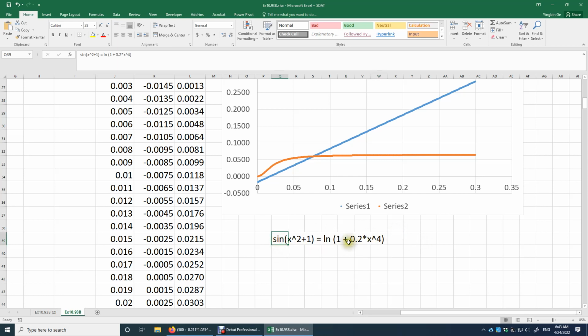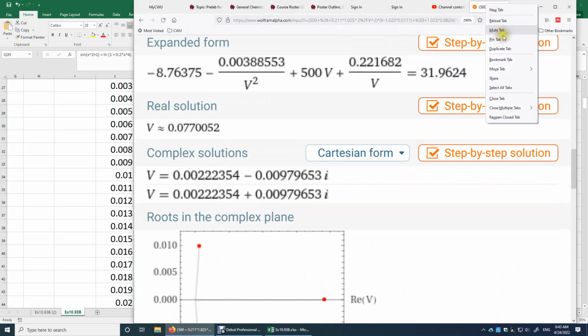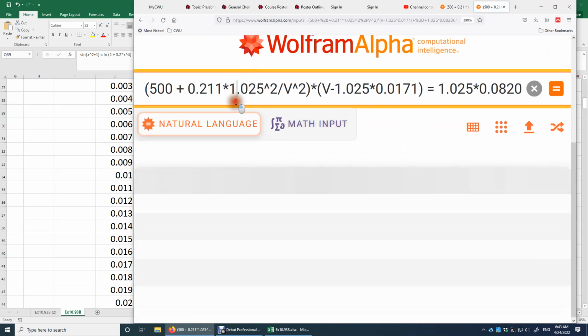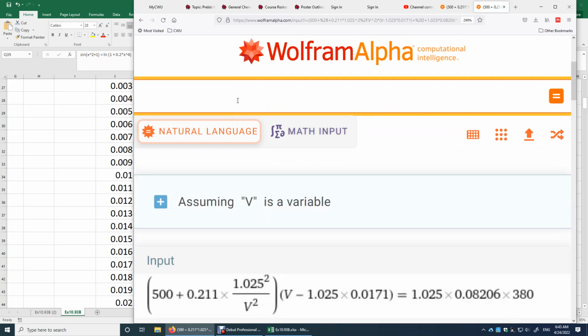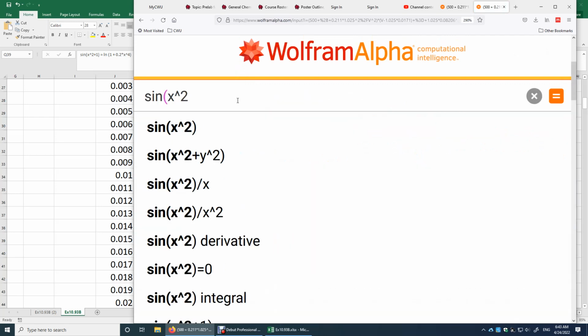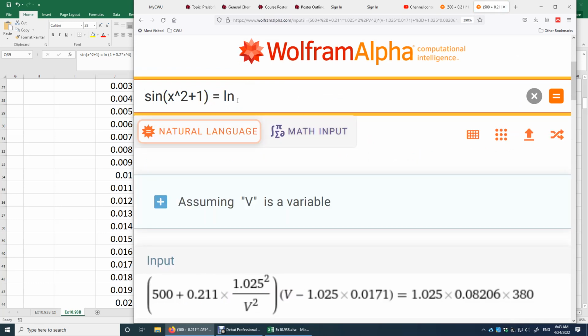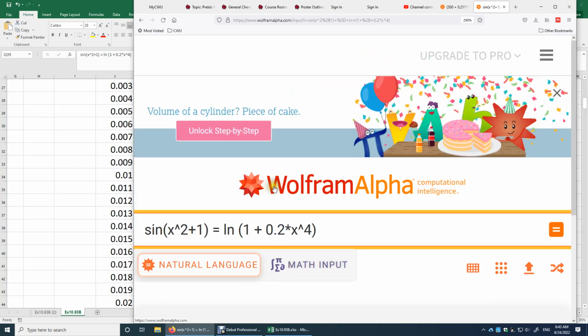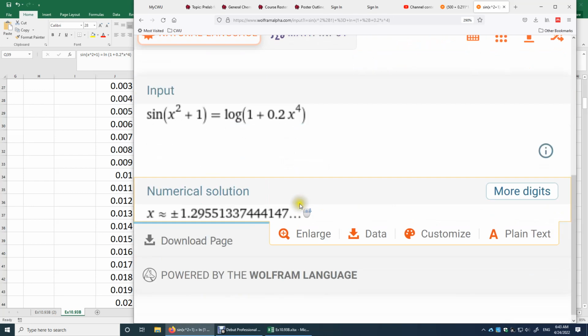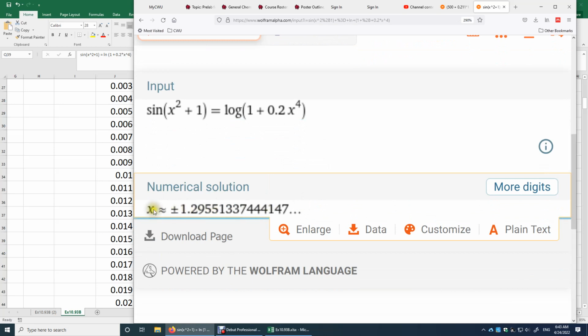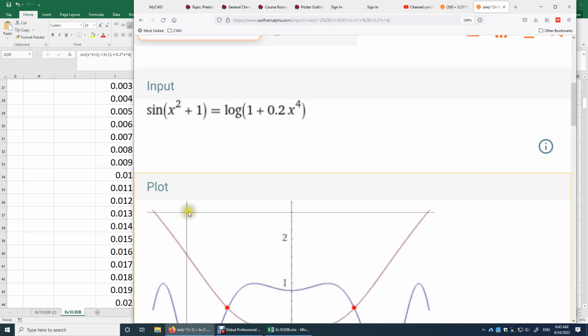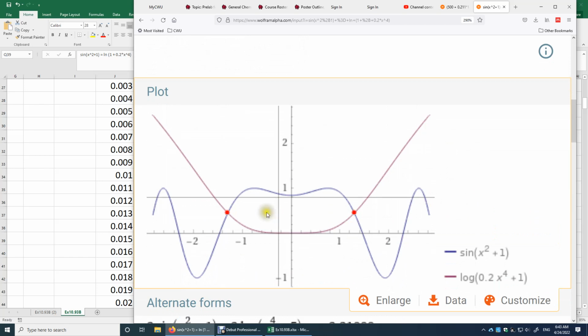Another way to solve this is Wolfram Alpha. Again, just type up this equation. I will show you again. So what I would do is I will just use Wolfram Alpha. I have sine x to the power of 2 plus 1 is equal to the logarithm of 1 plus 0.2 times x to the power of 4, and then click the equal sign, you get the solution. If there are no solutions, Wolfram Alpha will tell you. But anyway, there are two solutions, and this is the graphical solution right here.